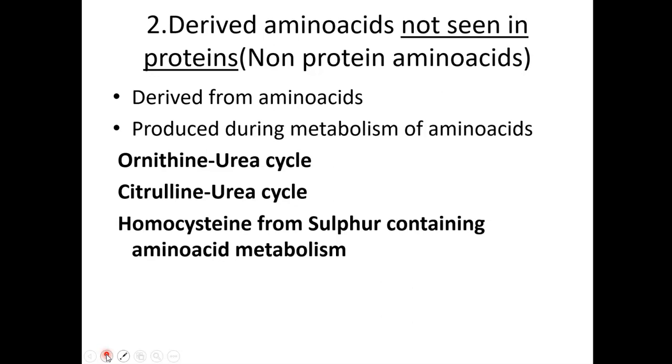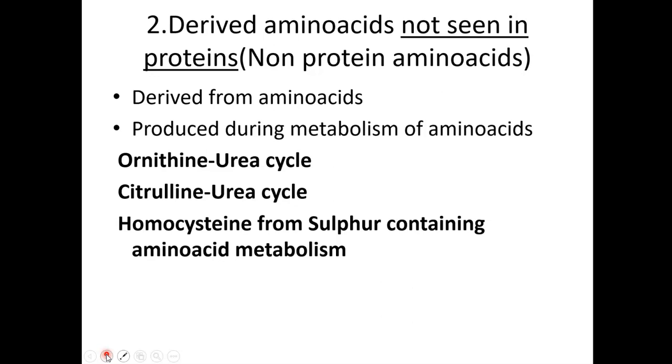Next classification is derived amino acid. These are amino acids which are not present in protein, not a constituent of protein. They are known as non-protein amino acids. These are derived from amino acids and are produced during the metabolism of amino acids. These amino acids are formed during the metabolic process, for example, ornithine and citrulline.